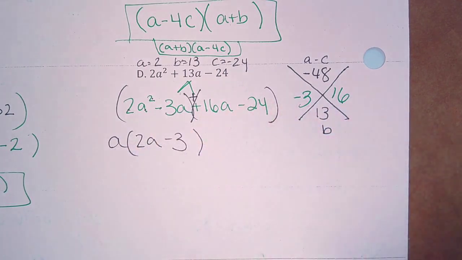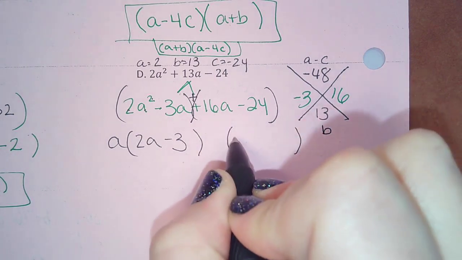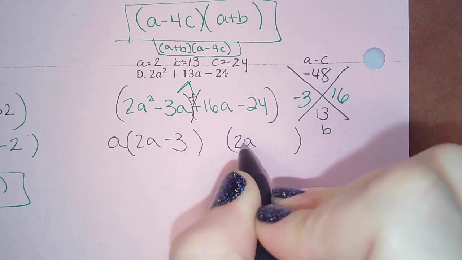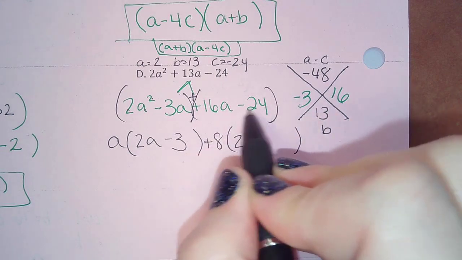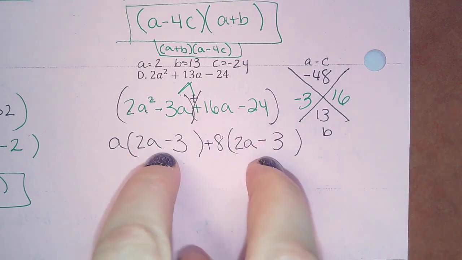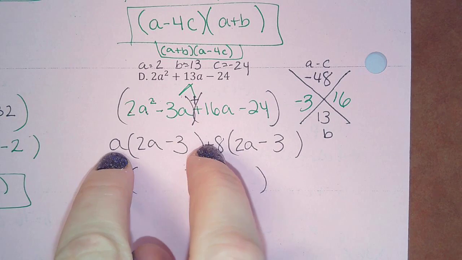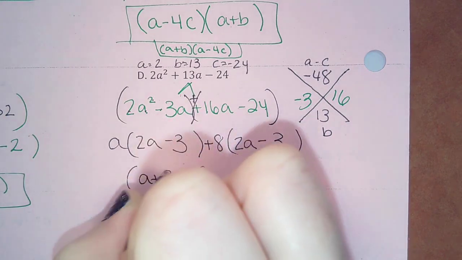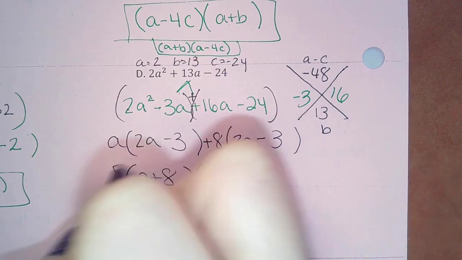GCF of 16 and 24 is 8. If I draw a blank, I'm thinking, well, how do I get from a 16 to a 2a? What is 16 divided by 2? Positive 8. Now negative 24 divided by 8 is negative 3. These match. We're good to move on. Final answer, a plus 8, and one of my matches, 2a minus 3.